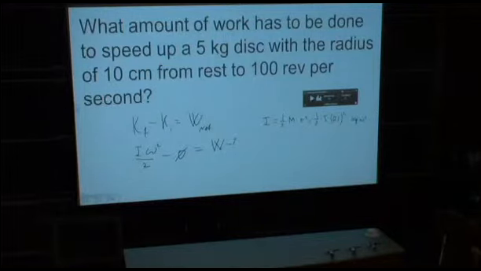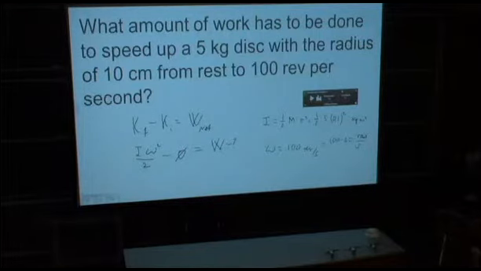And now we need to know the omega. The omega is the angular speed, and it is 100, that's the final value, 100 revolutions per second. So, question: can we use it? Because we have to convert it into radians. 1 revolution is equal to 2 pi radians. So these are our numbers. We just have to plug them in, and that gives the amount of work done.